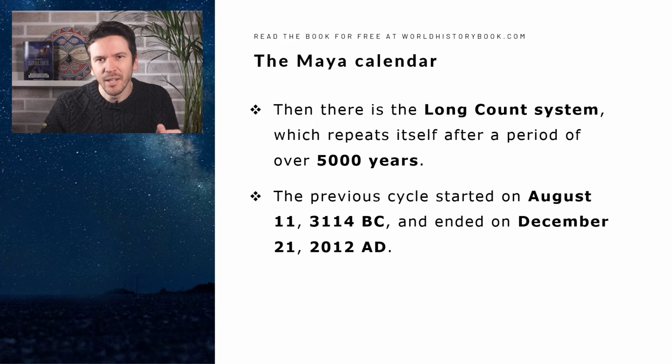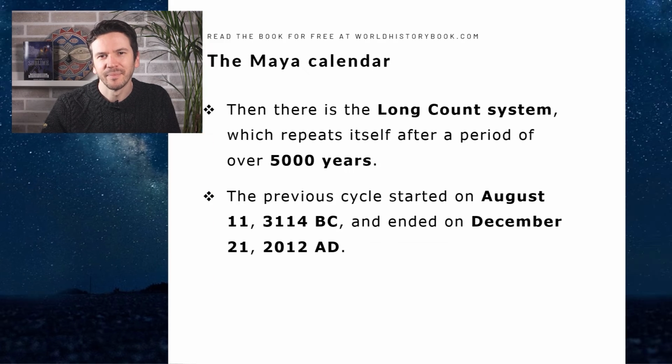On top of this, there was also the long count system. And this repeats itself after a period of over 5,000 years. The previous cycle started on August 11, 3114 BC, and it ended, as you all probably know, on December 21st, 2012. There was even a whole movie about this.